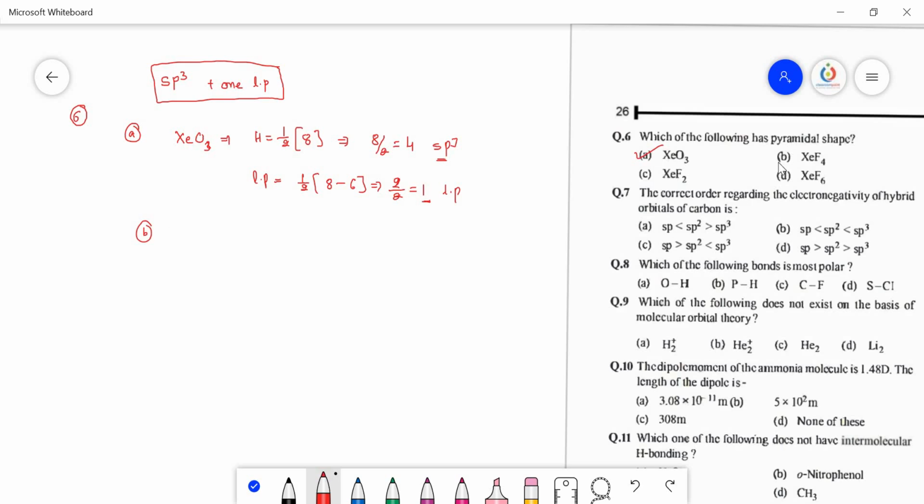Let us see the other options. I will just give the shape only, and you find out the hybridization. Option B, XeF4, is a square planar molecule. Option C, XeF2: this molecule will have the linear structure. Option D, XeF6: it will have the pentagonal pyramidal structure.